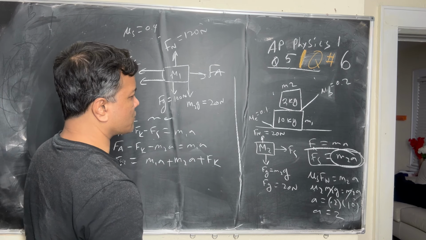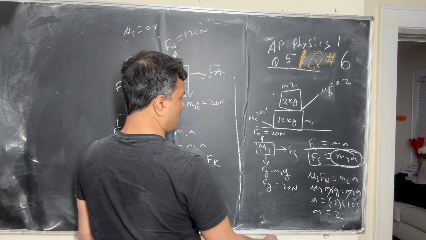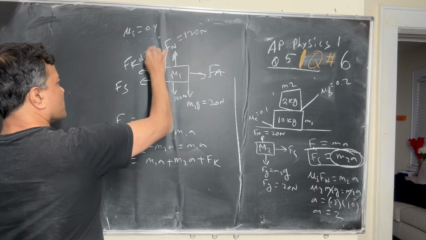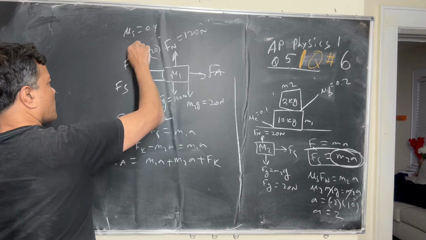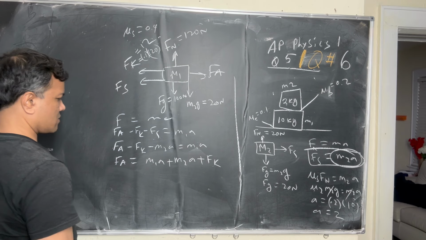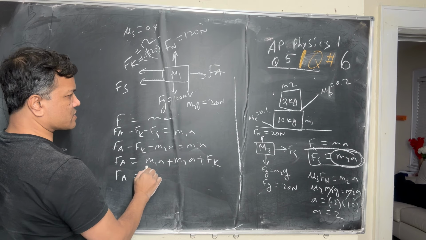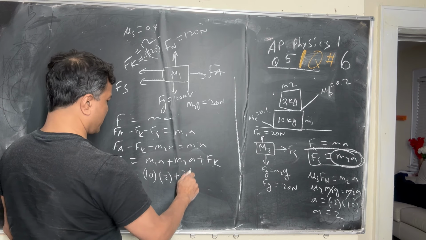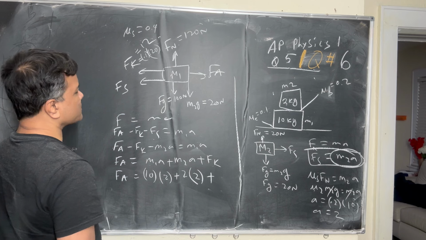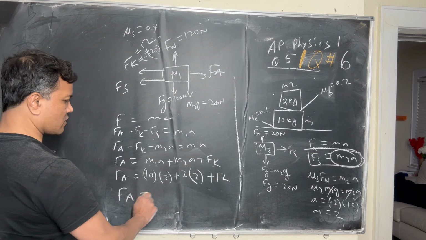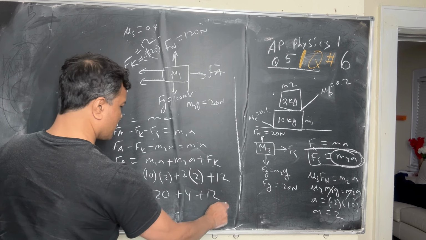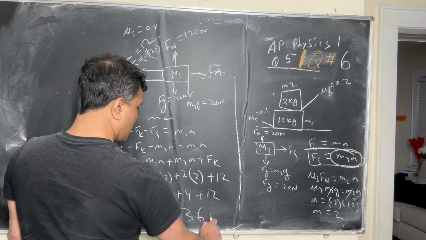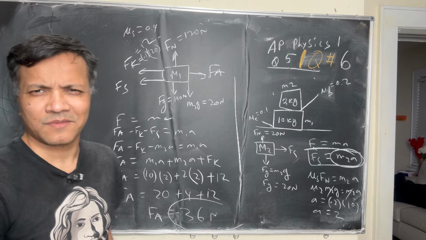What is Fk? Let's quickly find out. The normal force is 120. So Fk is 0.1 times 120. All right, so it's just 12. Fk is 12. So Fa is equal to M1, which is 10, acceleration, we found it 2, M2, which is 2, acceleration, which is 2, Fk is 12. So Fa is equal to 20 plus 4 plus 12, 36. Probably I asked you for 2 sig fig, but there it is 2 sig fig already.